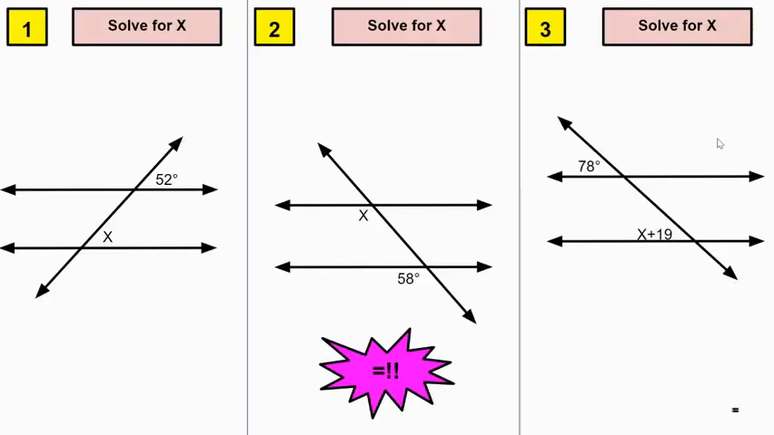Same thing you guys just did for vertical angles, we're going to do again. These are all corresponding angles. Remember, equal sign means set them equal to each other. So go ahead and solve these 3.